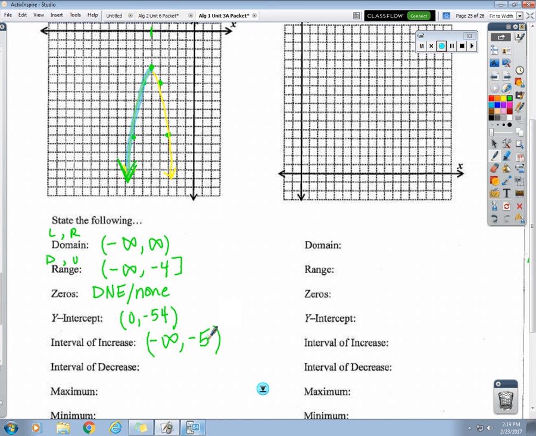Remember, we only care about the x values when we're doing the intervals. Okay, well, if it quit increasing at negative 5, wouldn't that be the place where it started decreasing? And then from there, even though it's going down, we don't care about down, because we care about x values. It's going to the right, which is positive infinity.